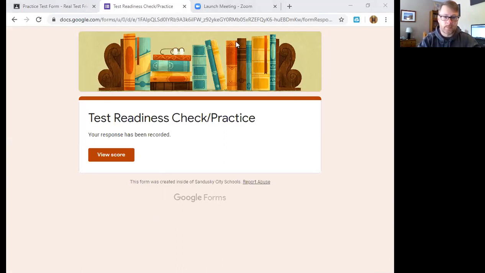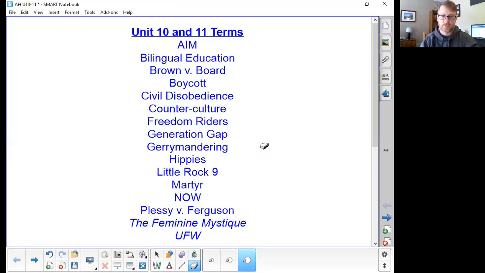Let's talk about what's going to be on this test. See if we can switch screens. There we go. I tell you this at the beginning of every unit. This is not new. The terms that we have at the beginning of the unit, I don't care if you know them at the start. I care a great deal if you know them at the end.